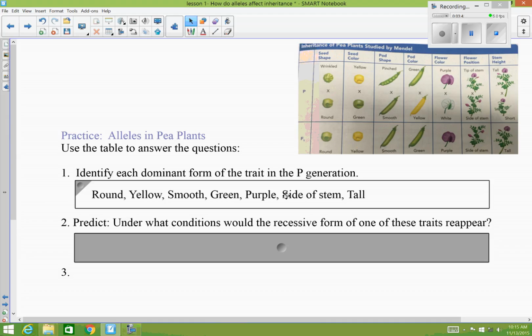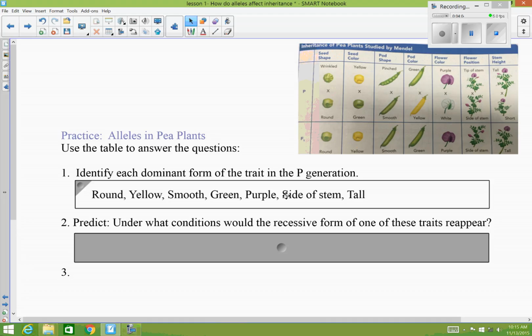Now for number two, you need to predict under what conditions would the recessive form of one of these traits reappear. So in other words, if I wanted to know if there's a possibility of an offspring having, for example, a wrinkled seed shape, when is the only time that can happen? Again, you're going to hit pause and try to answer the question.